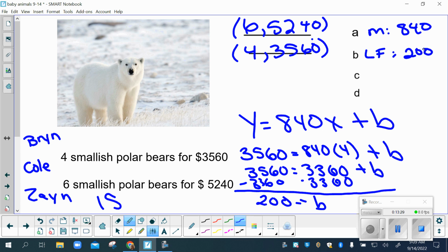So here's what we'll show on the answers to tonight's homework. I want the equation on part C: y equals 840x plus 200. So now, how much for Zane's pack of polar bears? What's it going to cost Zane? You already got it? So fast. I haven't done it yet. Don't rush me. Okay, I messed that up. 840 times 15 plus 200.